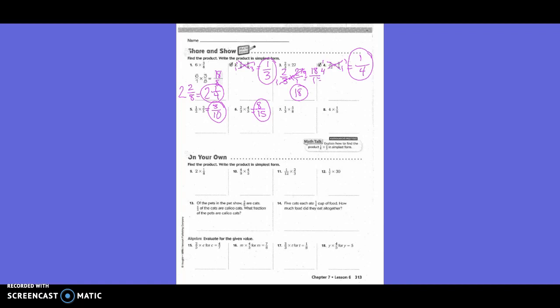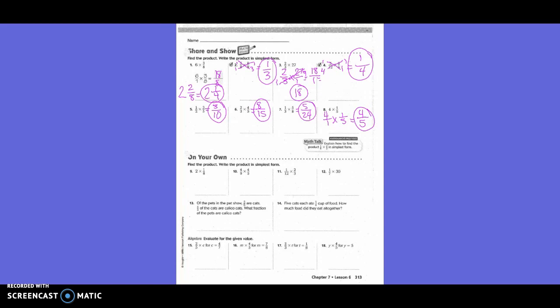1/3 times 5/8. Can I simplify before I get started? No. 1 times 5 is 5. 3 times 8 is 24. Can I simplify? No. So 5/24. Number 8, 4 times 1/5. How do I need to write this? So 4 over 1 times 1/5. Okay. Can I simplify before I get started? No. So 4 times 1 is 4, 1 times 5 is 5, so 4/5.